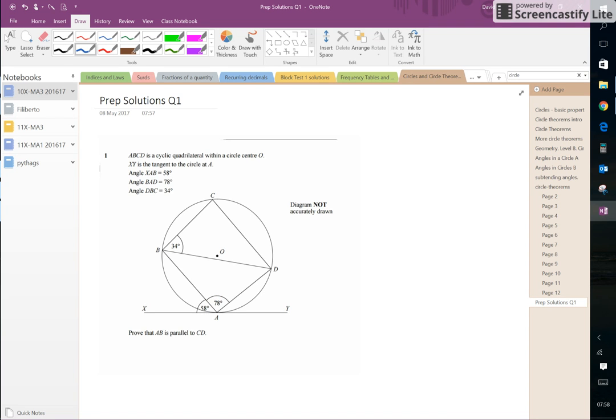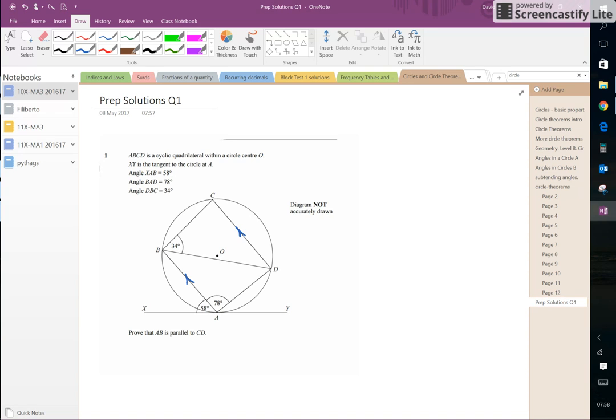Okay, so all that information is given in words and on the diagram. Prove that AB is parallel to CD. So we've got to prove that AB, this line here, is parallel to CD. Now, we can't assume that they're parallel. We've got to prove that they're parallel.